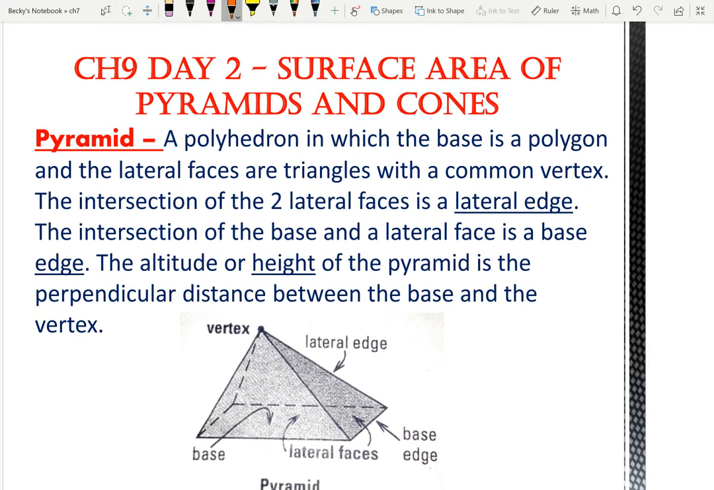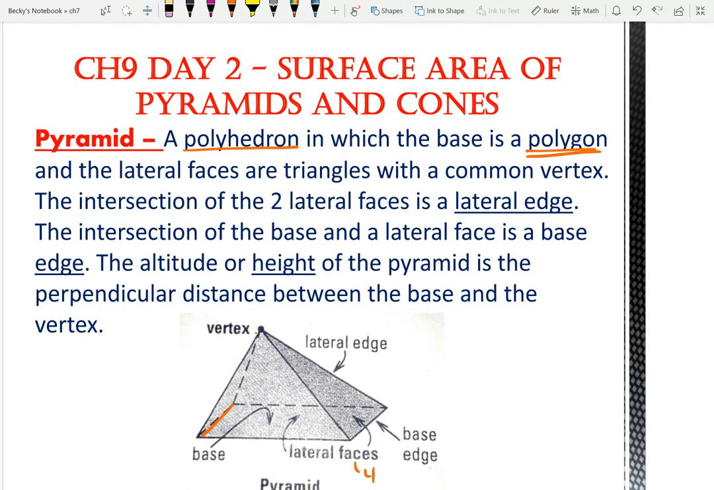So whenever you have a pyramid, first of all, it is a three-dimensional object. We call that a polyhedron. Each side is a polygon, and each side here that is a triangle, these are called your lateral faces. When your lateral faces come together and meet, they make a lateral edge. So when you see this picture, there are four lateral faces and four lateral edges.